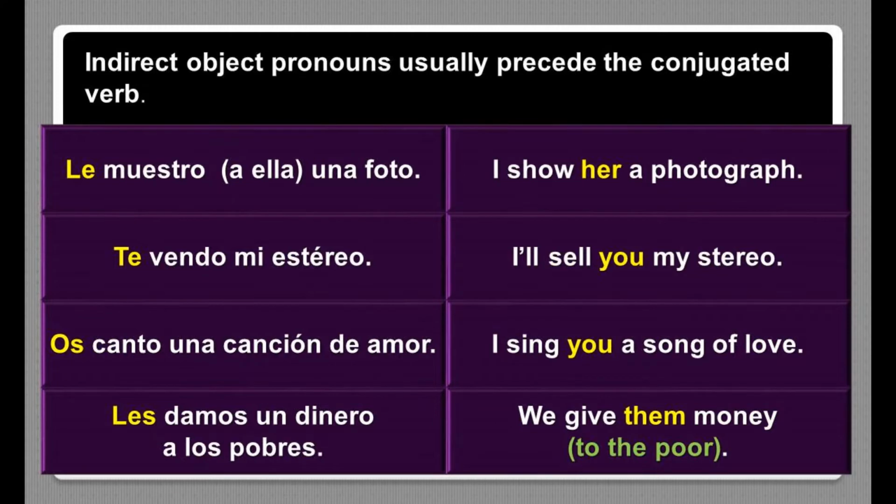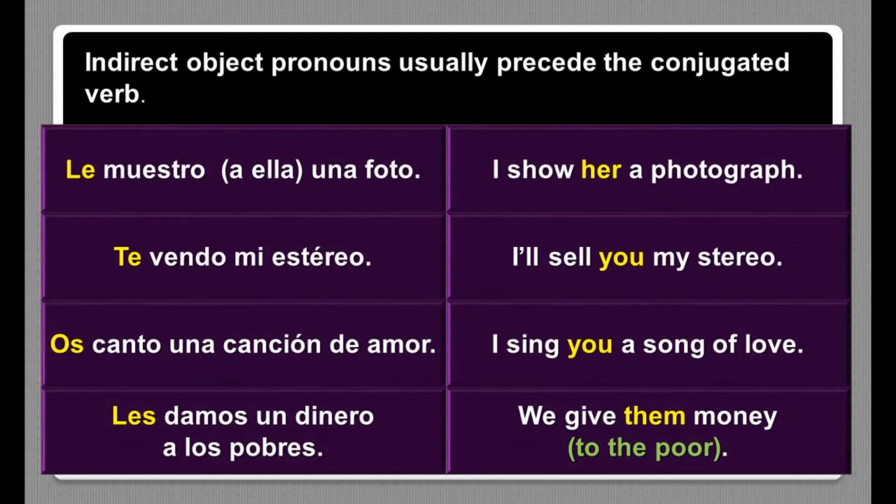Again, similar to the direct object pronouns, indirect object pronouns usually precede the conjugated verb, as you can see in these examples. Le muestro a ella una foto. A ella here is inserted to emphasize that le pertains to a ella instead of él or usted. This means I show her a photograph. Te vendo mi estéreo. I'll sell you my stereo. Te pertains to you. Os canto una canción de amor. Os here means you. I sing you a song of love.